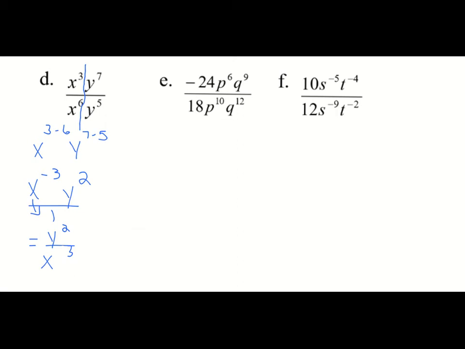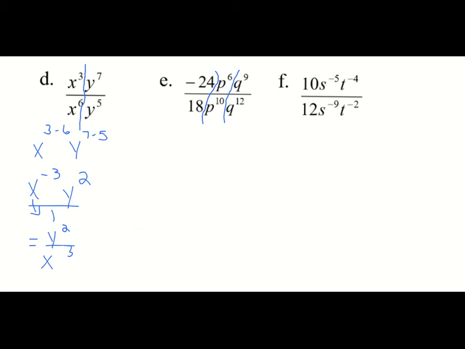Okay, for E, here we have, again, we start off with the fraction, and then it looks like we're going to do the quotient rule again. We're going to do it quite a bit on this page, it looks like. So -24 over 18 is really just like a fraction that we need to simplify.